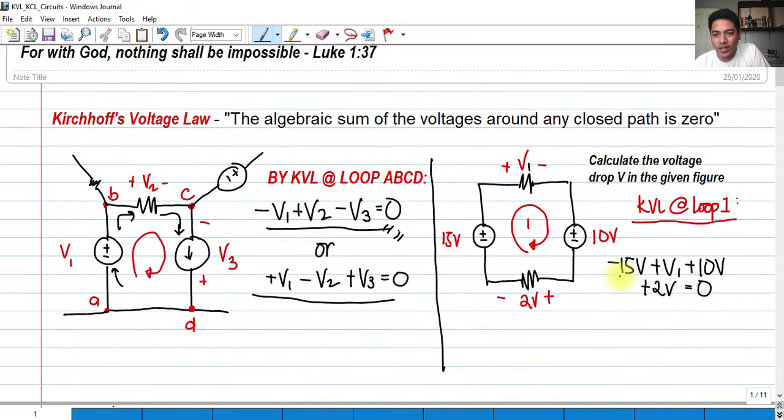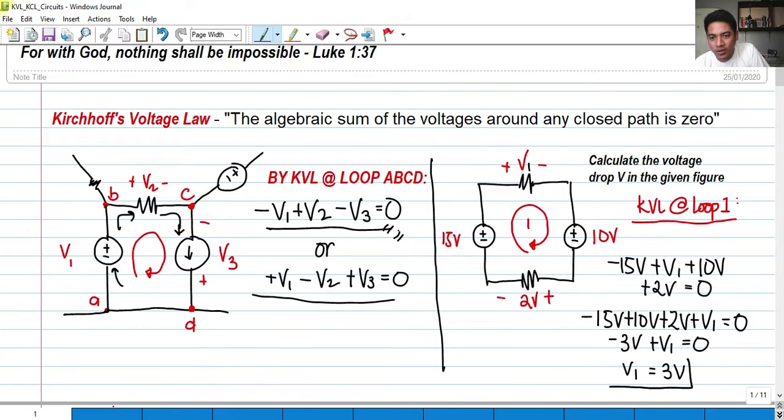So we have negative 15 volts plus 10 volts plus 2 volts plus V sub 1, I'm sorry, plus V sub 1 is equal to 0. We can simplify this. 10 plus 2 is 12 volts. Negative 15 plus 12 volts would be negative 3 volts plus V sub 1. Transposing it to the right side, we have the voltage drop at this resistor, V sub 1, equal to 3 volts.